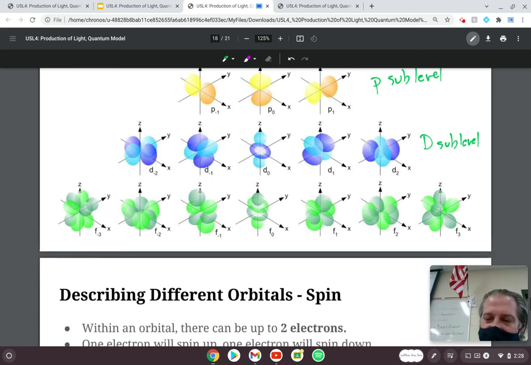And then here's the f sublevel, which gets way more complicated. So we just talk about it a little bit and then we move on.